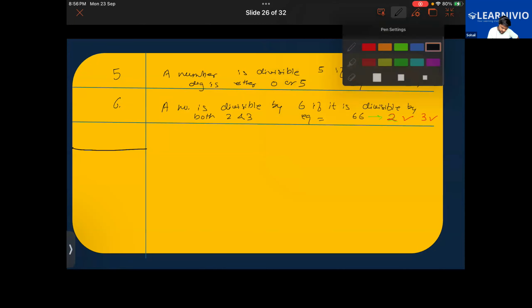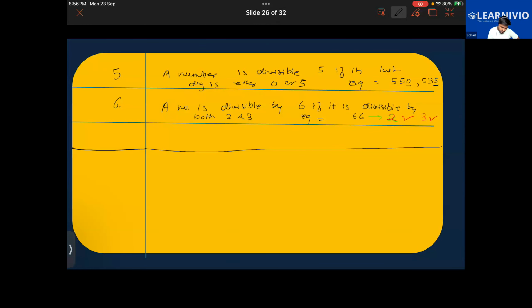Now take the case of the number 7. For 7 it is quite interesting. In order to check whether the number is divisible by 7 or not, we are going to multiply the last digit by 2. So the divisibility rule of 7 says that, with the help of an example, we will understand this. Let us say you have the number 2455, and we are going to check if it is divisible by 7 or not. So what are you going to do?